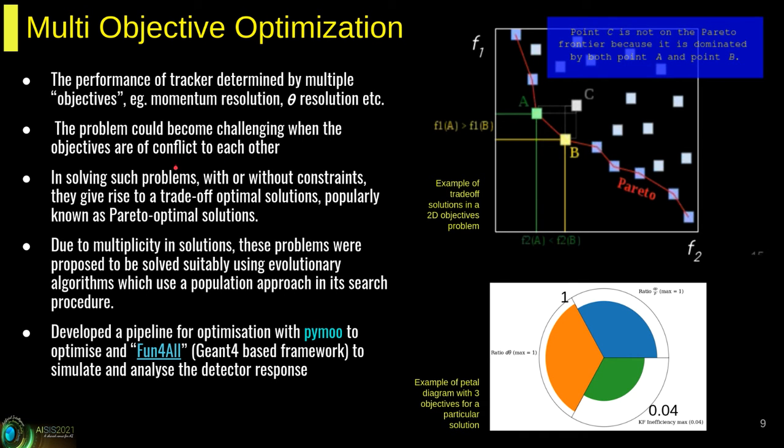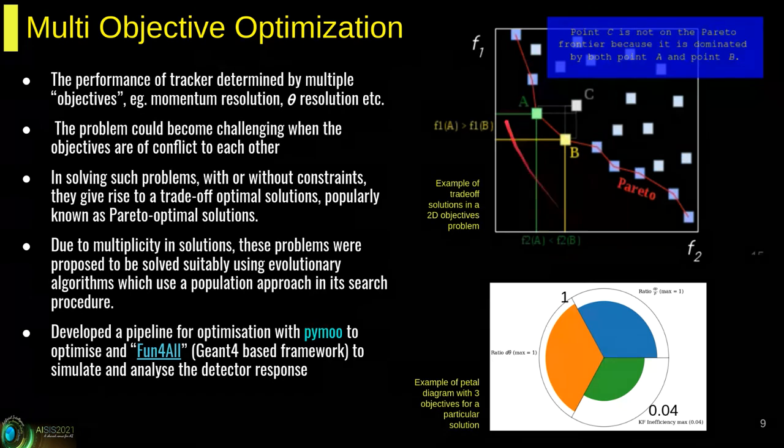Solving such problems, with or without constraints, gives us trade-off solutions known as the Pareto optimal solutions. Consider the picture here. Consider two objectives F1 and F2. The points here are the evaluations done on the problem using different design parameters. A and B are solutions to this problem and they reside in the Pareto front. Therefore, they are called Pareto front solutions. Say the task in hand is to minimize the functions f1 and f2.